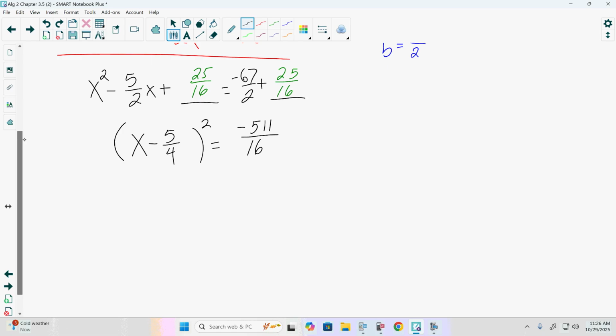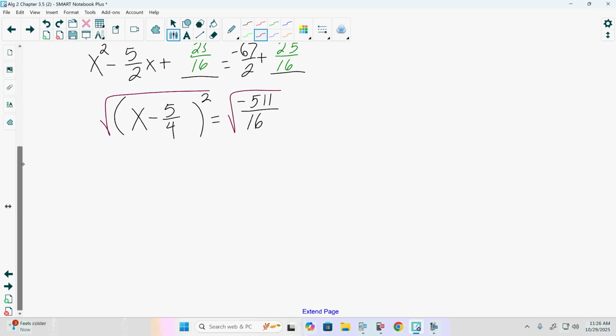But again, we're going to have to take the square root. We're not done yet. So we're going to square root both sides. And on the left-hand side, the square root and square will cancel, telling us x minus 5/4 is equal to plus or minus. Now to simplify this here, we would split it up. We're going to take the square root of -511 over the square root of 16.